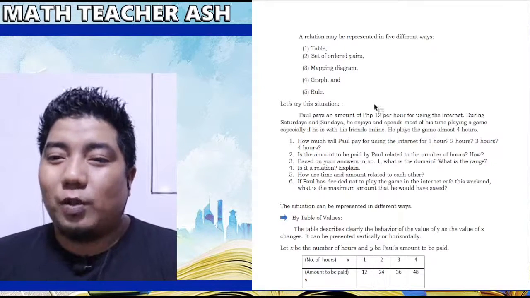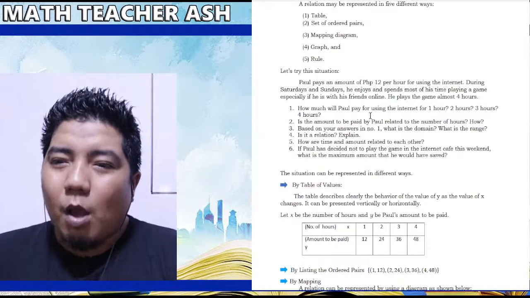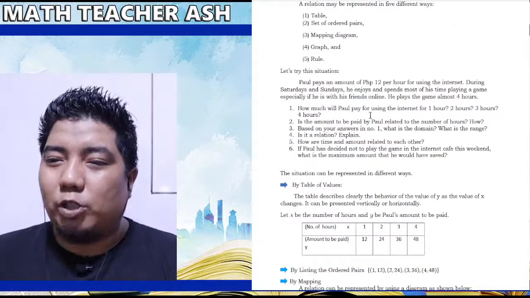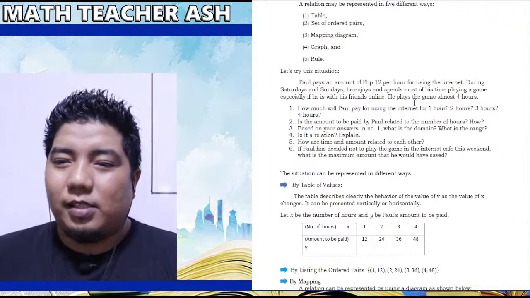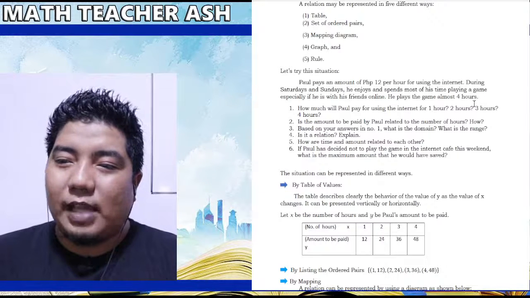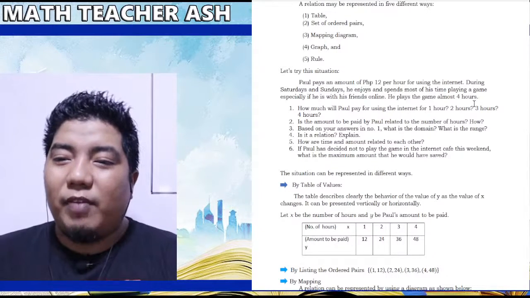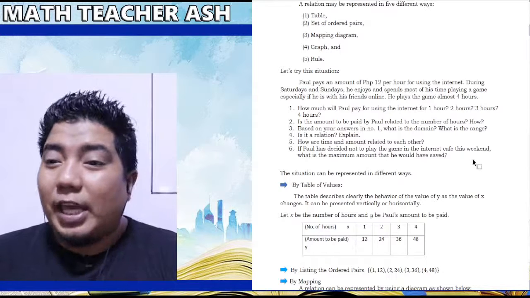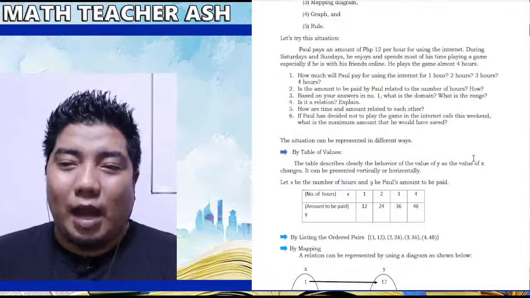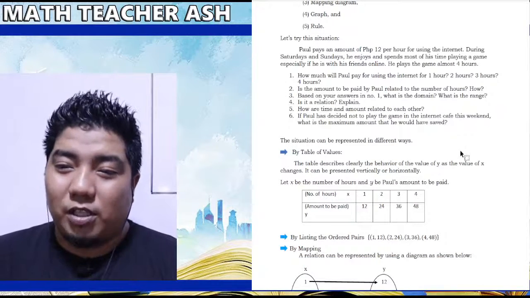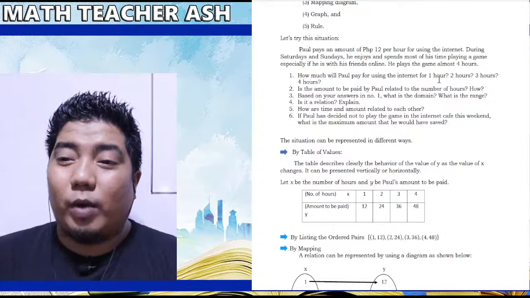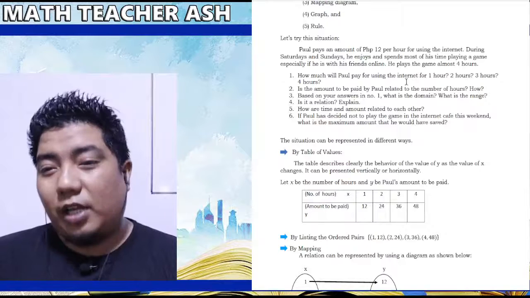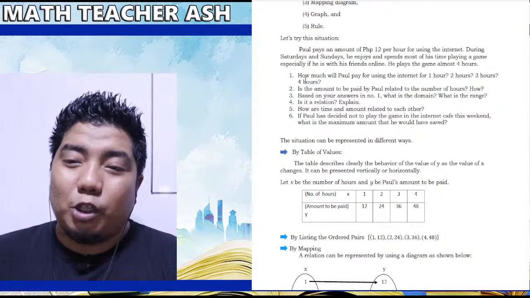Okay, so let's try this situation. Paul pays an amount of 12 pesos per hour for using the internet. During Saturday and Sundays, he enjoys and spends most of his time playing a game, especially if he is with his friends online. He plays the game almost 4 hours. Okay, so there are questions here. How much will Paul pay for using the internet for 1 hour, for 2 hours, for 3 hours, or 4 hours? So you could show this by table.